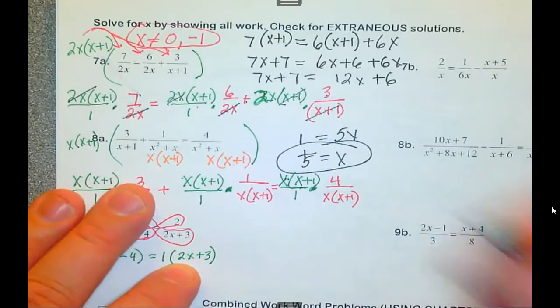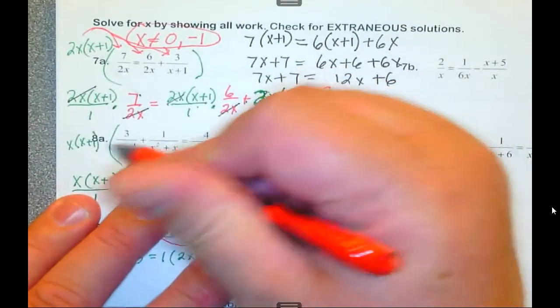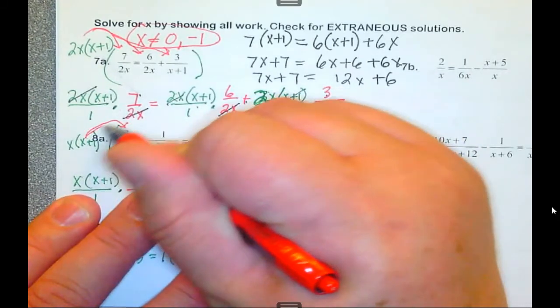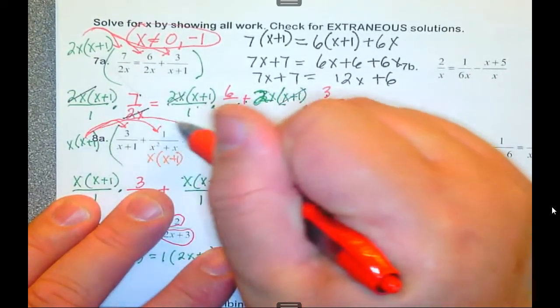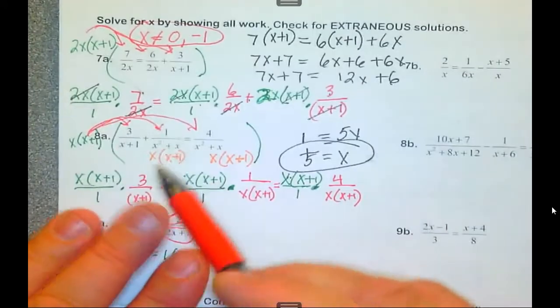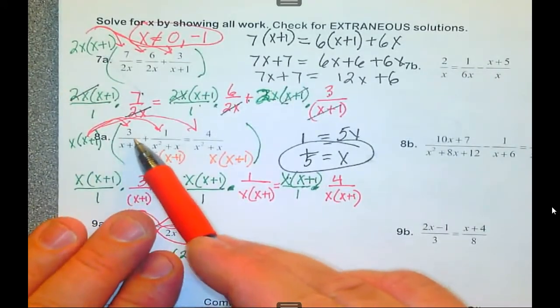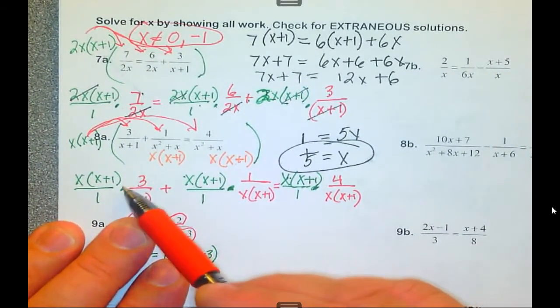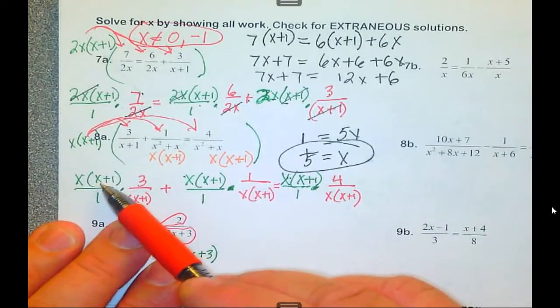Kayla, this is, I think, where you start getting confused. I have to multiply each term by x times x plus 1. So, here's my first term, 3 over x plus 1. I have to multiply it by x times x plus 1.